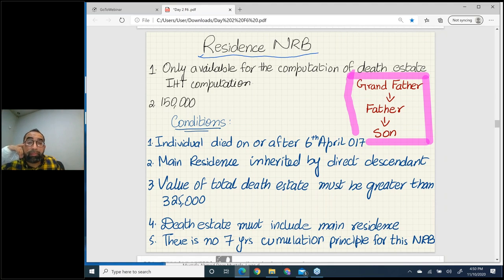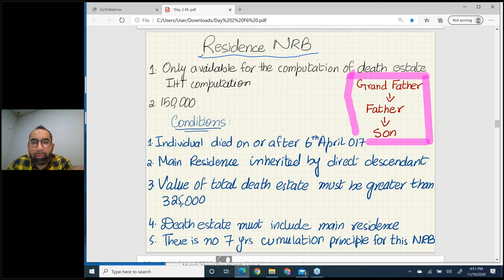First of all, this is an extra NRB other than the normal NRB. I hope you remember the 325,000 NRB. This is a new NRB, separate from that NRB. And one more thing, for that normal NRB we apply the 7-year accumulation principle.